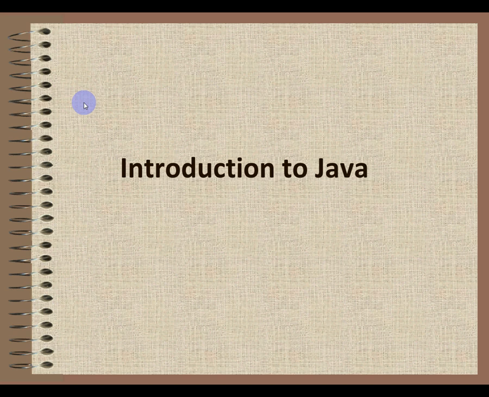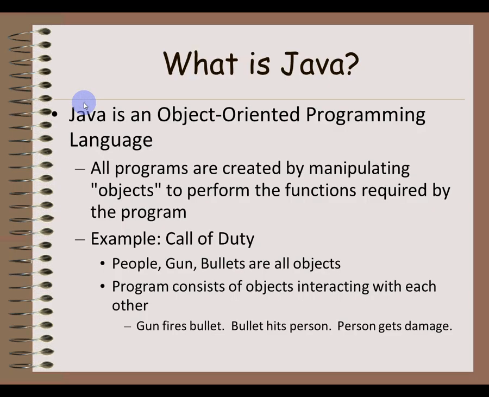Alright, so today we get to actually start programming in Java. What we're going to do is take a look at what Java is, what type of programming language it is, and how it works, and then we'll start creating some actual programs. So, what is Java? Well, Java is an object-oriented programming language. All programs that we create in Java are built around objects. Essentially, any program is a whole set of objects that work together to make the program function.